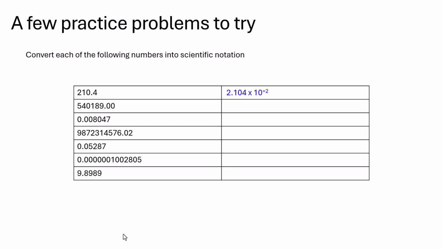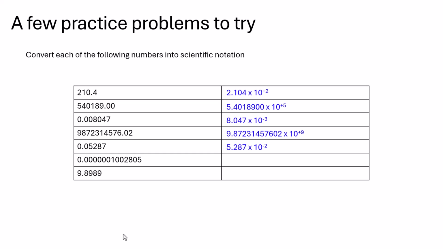First one, 2.104 times 10 to the positive 2. 5.4018900. We kept the zeros. Remember, your calculator maybe didn't do that if you tried to solve this on a calculator. Times 10 to the plus 5. 8.047 times 10 to the negative 3. This is a long one. I'm just going to display it. All right, but it's times 10 to the 9th, plus 9th. And I really like to put the plus sign in there. Some people don't, but I like to make it clear that it's either positive or negative. So I'd like to include the plus signs in my answers.